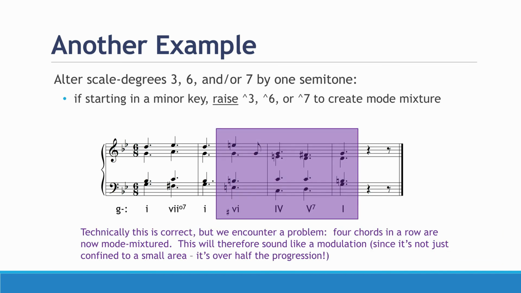But second, although we've technically done this process correctly, we encounter another problem here. We have 4 chords in a row that are now all mode mixture. This section will therefore sound like a modulation, since mixture is not just confined to a small area. It actually consists of over half the progression at this point. There comes a point where if you use too many mode mixtures in a row, your brain is just going to switch to hearing this thing in the parallel key. So we need to be really careful about how frequently we use these mode mixtures. You want to be pretty sparing with them.